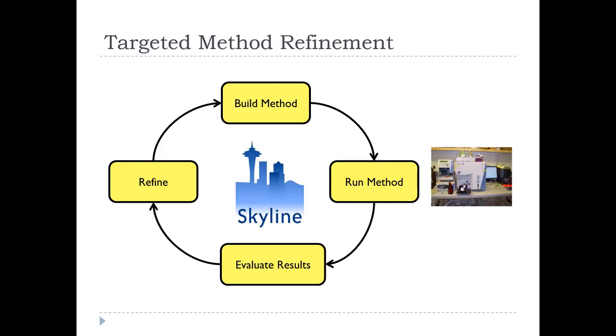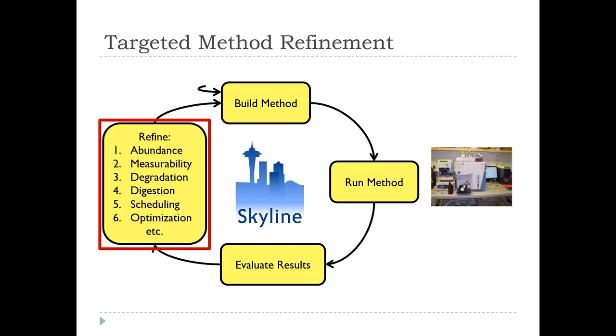And then this is the targeted method refinement cycle, where you would build a method, run it on a mass spectrometer, evaluate the results, and refine and go around it again. And then what is this refine? Here are some things that you might be doing in any single cycle of the refinement, or you might be able to do multiple in a single cycle, but usually there's several cycles of refinement to get a fully quantitative assay. So you might be measuring relative abundance.